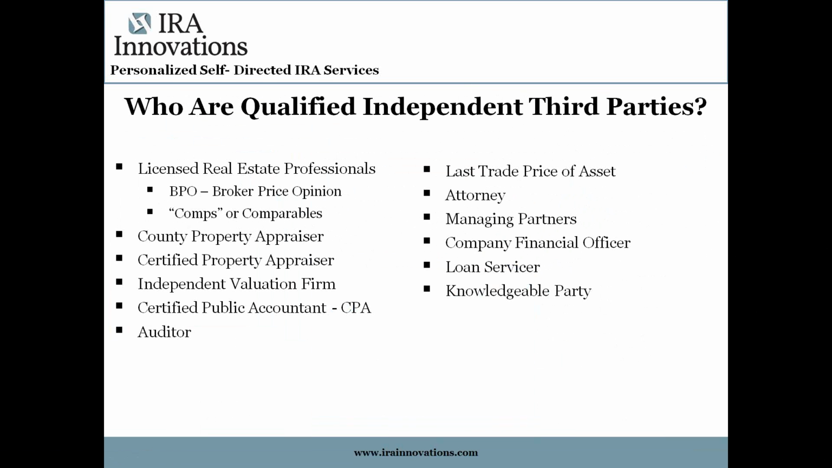I'm going to go back up to the last trade price of an asset. We have some livestock in some IRAs. For example, the last price of a cow that was sold would be a trade price that we could get from you and could be part of the form. Now I'm going to go over the form real quick.